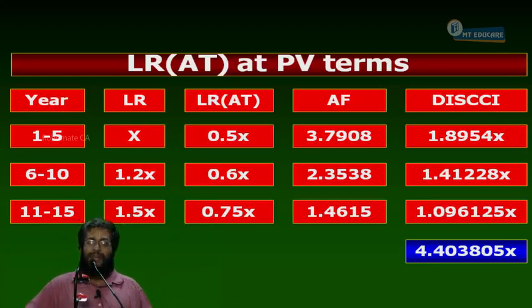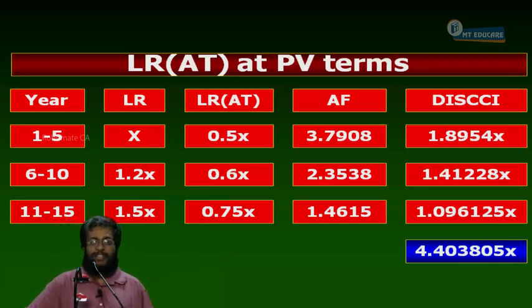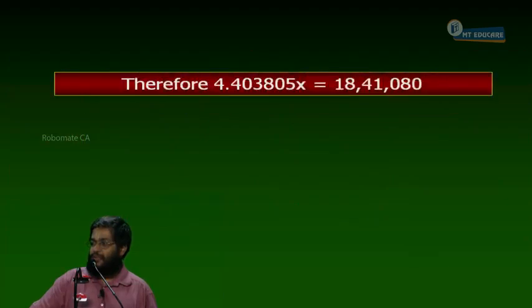Continue writing. To have 10% as IRR, discounted lease rental is equal to the amount to be recovered from the lessee. So 4.403805X is equal to 18,41,080.